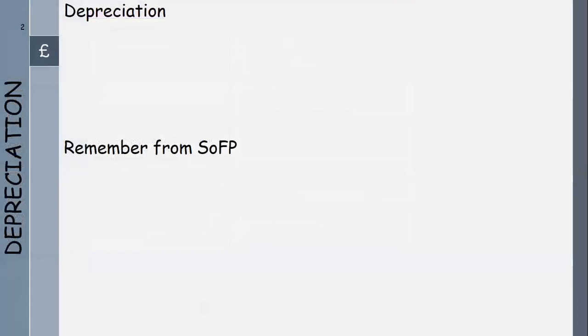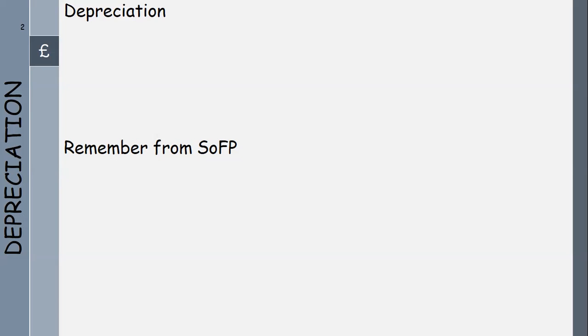So first of all, I want you to think back to see if you can actually remember what depreciation means. If you're asked to define it, what would it mean? So it's the reduction of the value of a non-current asset over time.